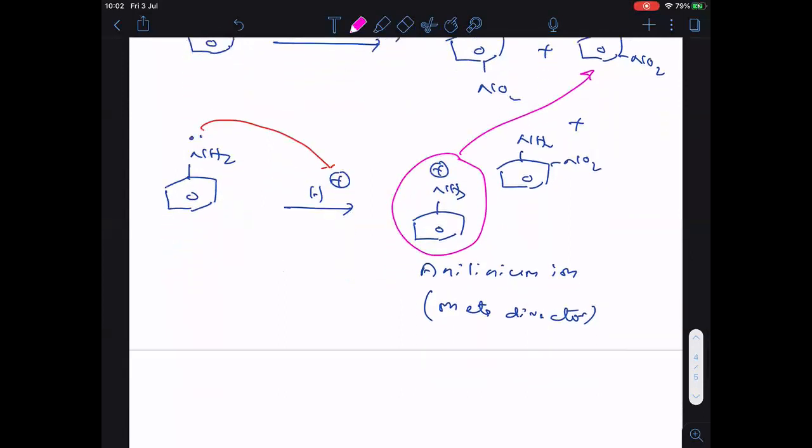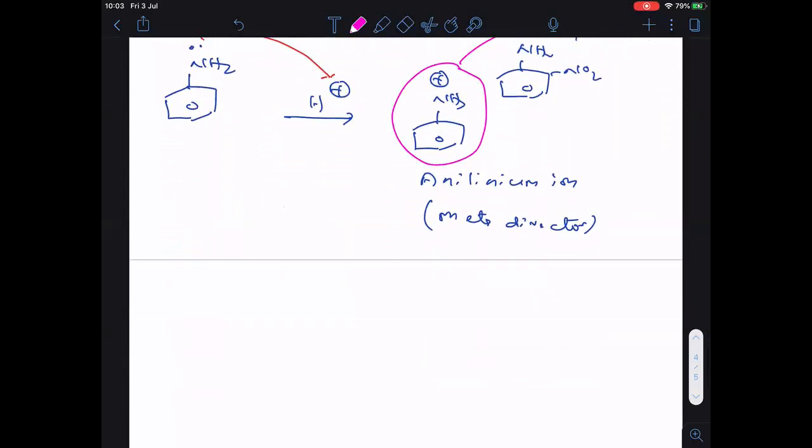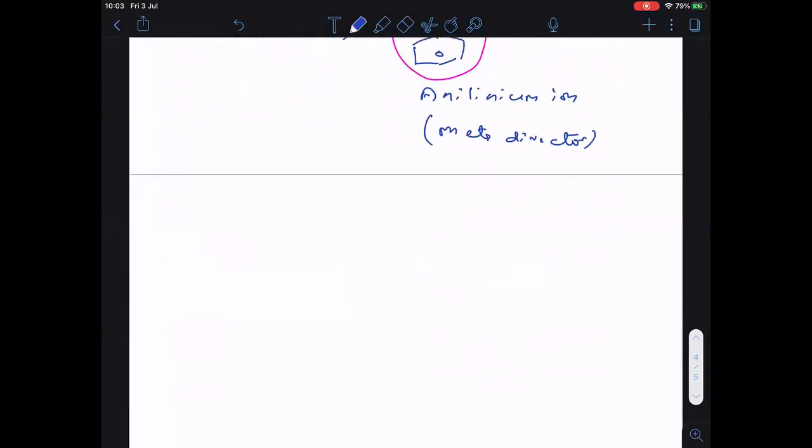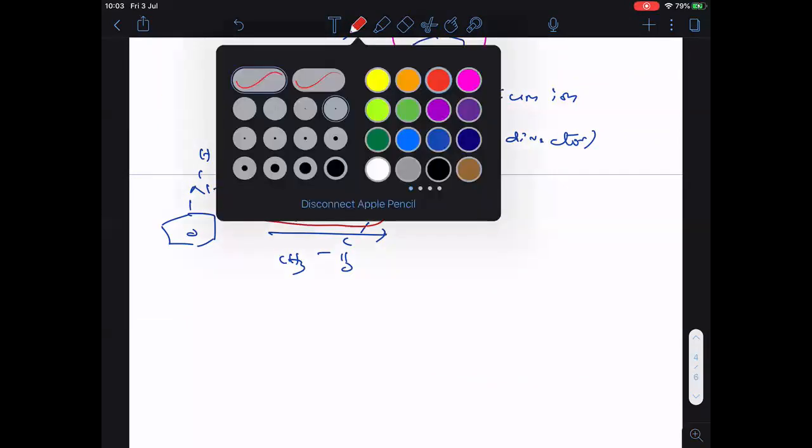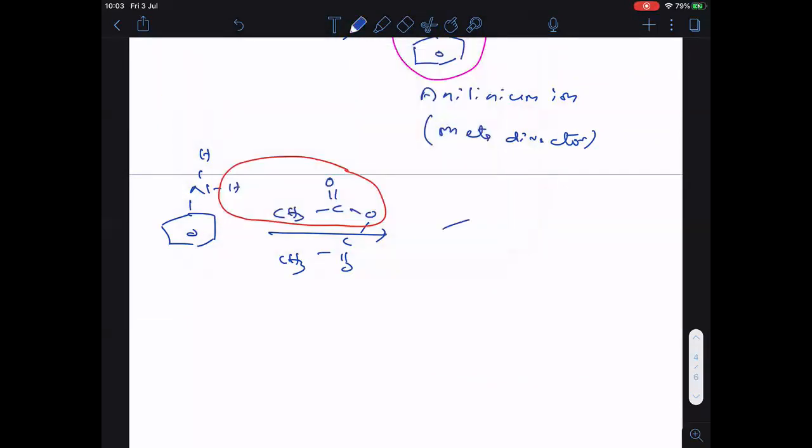Clear? Reason for the meta product. Here also, if I want only mono substituted product, again we have to do acylation, same like the previous case, CH3 C double bonded O, O, C double bonded O, CH3, acetic anhydride. Clear? Now see clearly, here acetic acid is removed out.